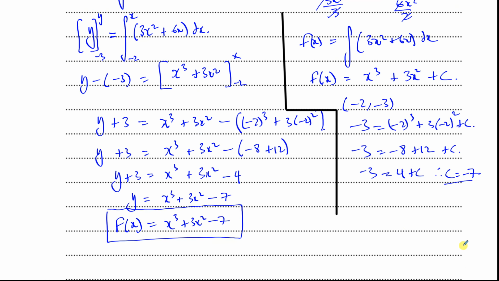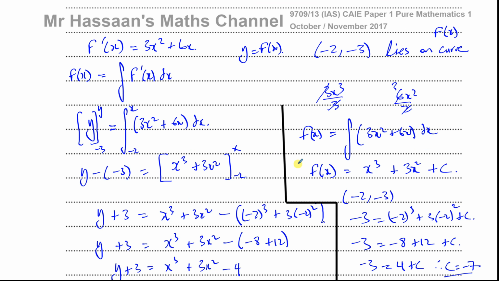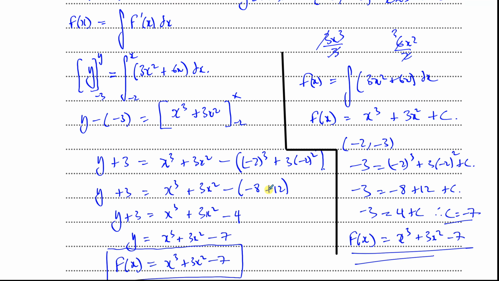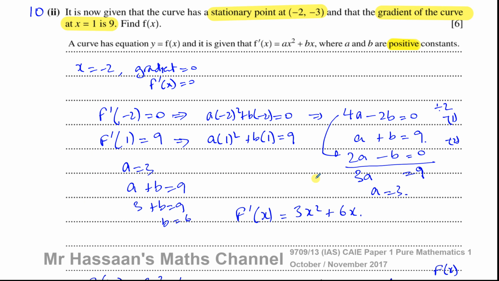So now we can put the values in here. So we say f of x is equal to x cubed plus 3x squared minus 7. So whichever way you prefer, that's fine. I just thought I'd give you an alternative way of doing things. So that answers this question.